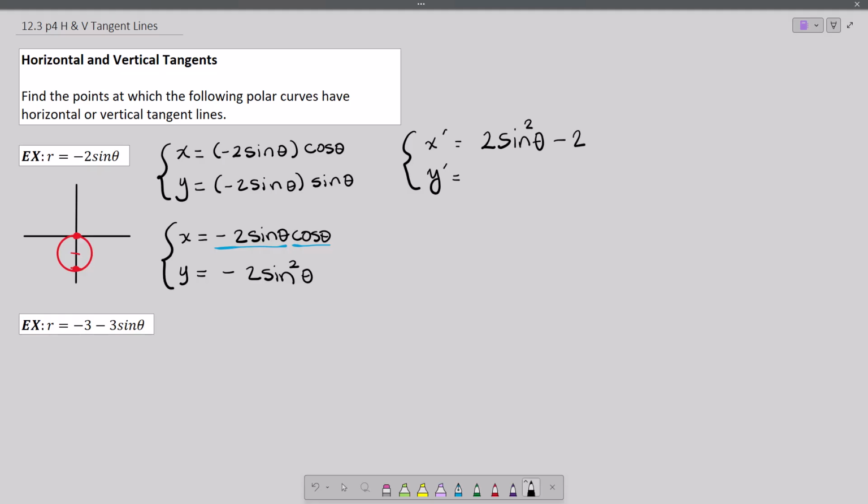Imagine that's a circle. Say that again? No, I'm just saying imagine that as a circle. Okay.